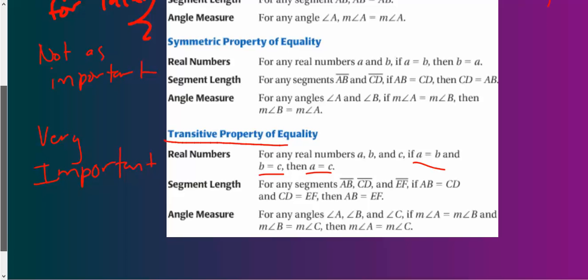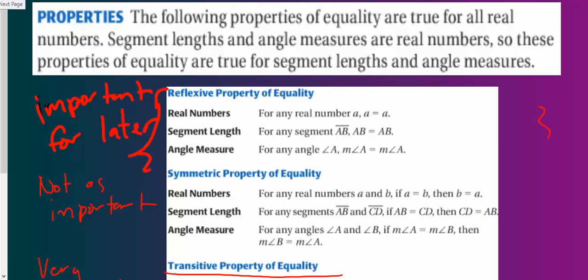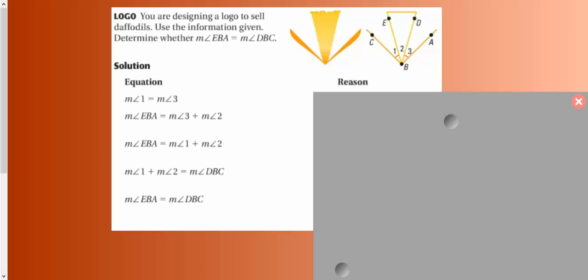So this transitive property is very important. It's going to be used a lot. Okay, so here's a proof. Here's what we're going to be working with, is proving these statements. You're designing a logo to sell daffodils. Use the information given to determine whether EBA is equal to DBC. So EBA is this one right here, and does that equal DBC, this one right there? So are those two angles equal to each other?